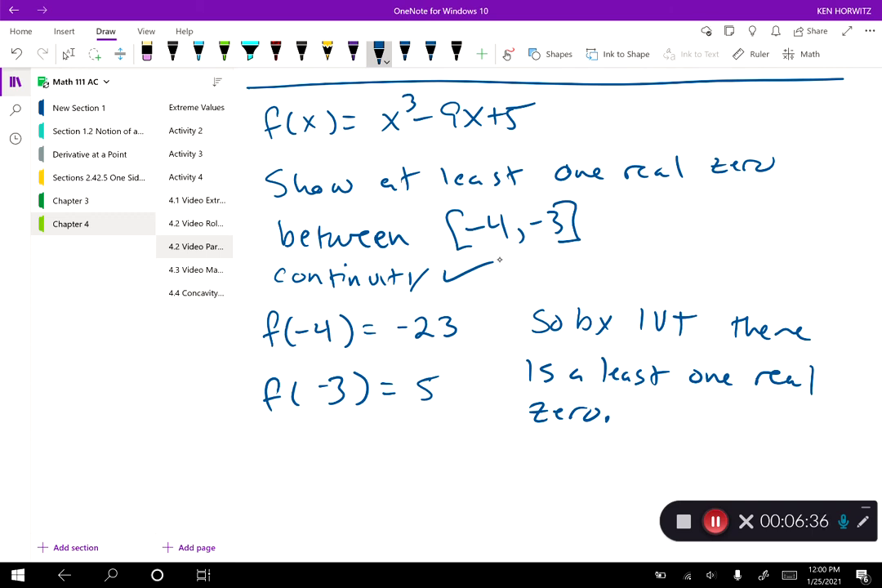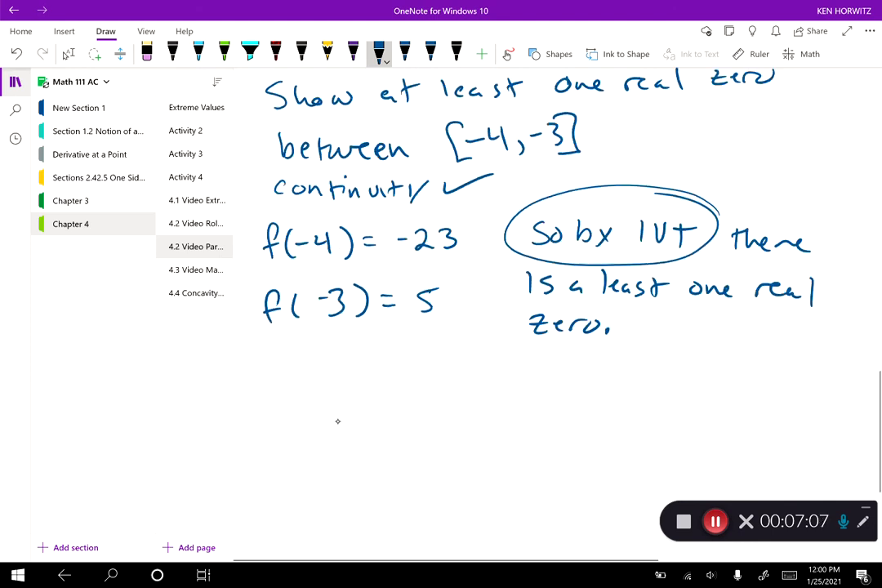Now, with this type of problem, this has to be here. You have to invoke the intermediate value theorem, because this by itself tells you nothing. The conclusion is, by the intermediate value theorem, it's already been proven that there must be at least one real zero. Otherwise, you got to prove it. So you need to write, so by the intermediate value theorem, I'll take IVT, there is at least one real zero.